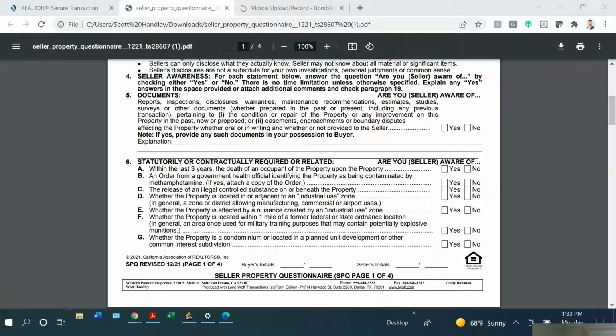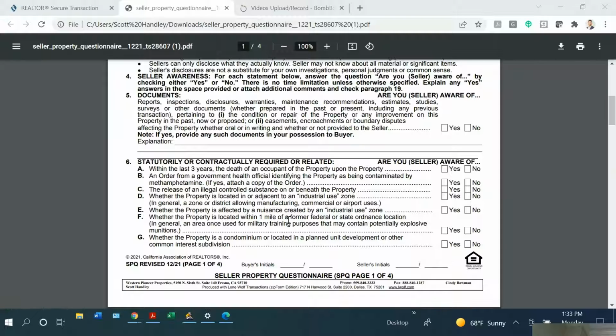We're going to go now to 6E, whether the property is affected by a nuisance created by an, quote, industrial use zone. Yes or no? Seller, are you aware? If they're backed up to a big factory or plant or something like that, then that's pretty obvious. But if they're in a normal neighborhood where you don't see any industrial areas in proximity, then they pretty much can mark no unless they know of something that we don't know of.